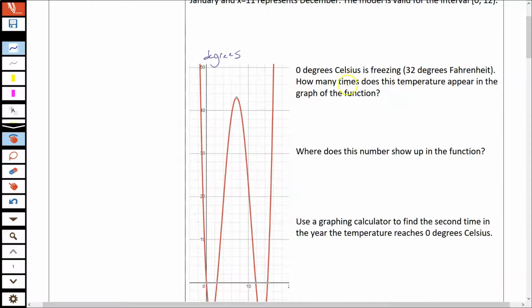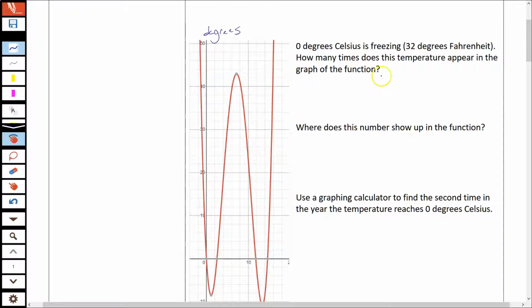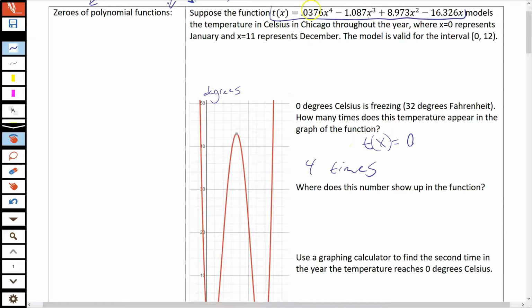You're from Chicago, right? We want to know how many times it shows up in the graph of the function. And based on the graph that I gave you, we know this is, what did I call this? T of x? Yeah, T of x equals 0, right? So our zeros are still the same of these polynomials. Notice, though, this has a lot more than the 2 we're used to seeing, okay? 4 times. And you should be pleasantly surprised by that, right? So 4 times relates to x to the 4th. So that is not a coincidence.